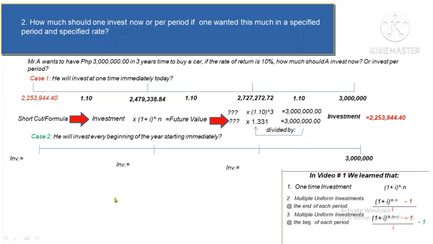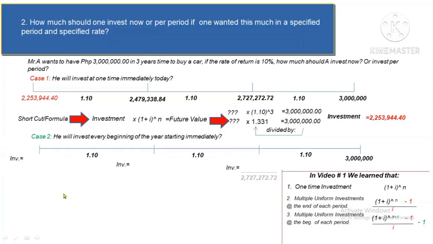Now, we are still going to use the 1.10 because the rate of return is unchanged. So, in order to get the answer, divide 3 million by 1.10. So, we have 2,727,272.72. And we cannot go back further, because we don't know the amount of this one, and this one. So, in problems like this, the timeline analysis cannot get the answer.